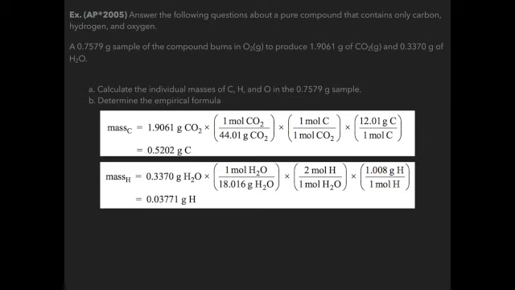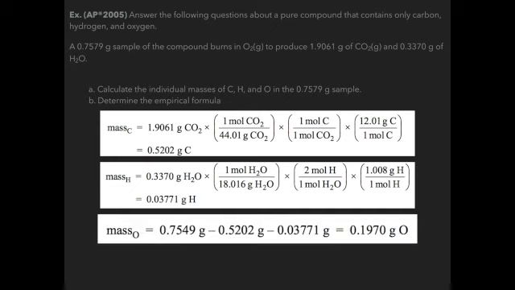If you notice, oxygen is in carbon dioxide and water. So instead of trying to get into grams of oxygen from both of those, what I can do is say, all right, I know that I start off with a sample that consists of carbon, hydrogen, and oxygen. I know that I have 0.5202 grams of carbon and 0.03771 grams of hydrogen. The rest of that must be oxygen. So I'm going to take the total mass of the compound, which is 0.7579. I'm going to subtract the mass of carbon from it and the mass of hydrogen from it. And there I've got my mass of oxygen.